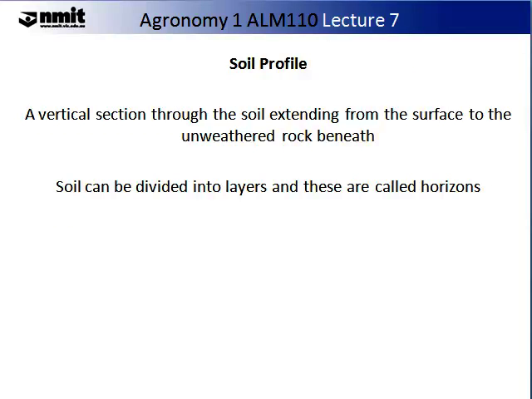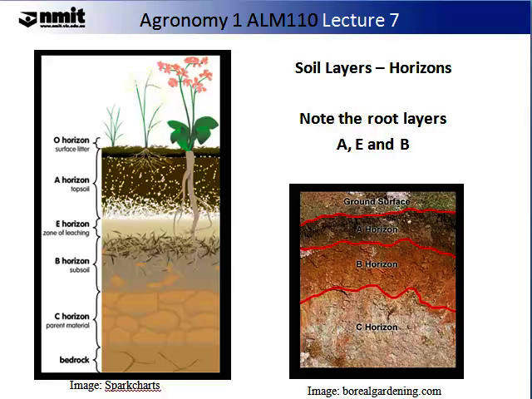The soil profile is a vertical section through which the soil extends from the surface to the unweathered rock beneath. Soil can be divided into layers, and these layers are called horizons. On this slide we have 2 images. On the left-hand side you see a hypothetical horizon map, starting from the surface litter going down to the bedrock. On the right-hand side you can see a picture of these different horizons and what they look like.